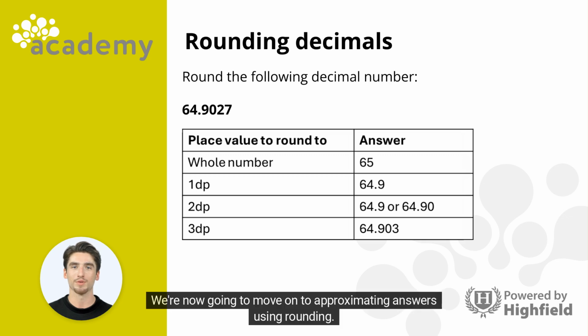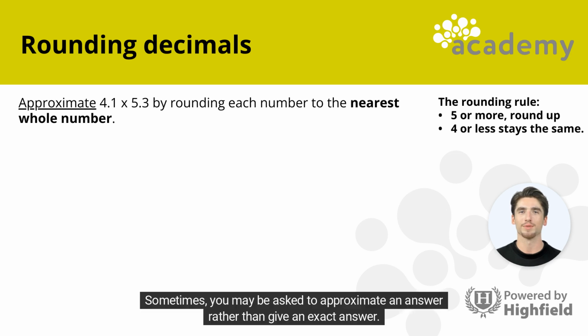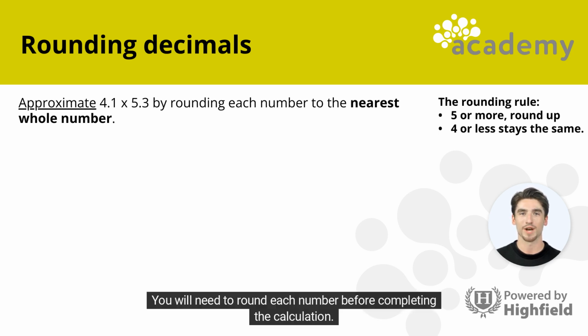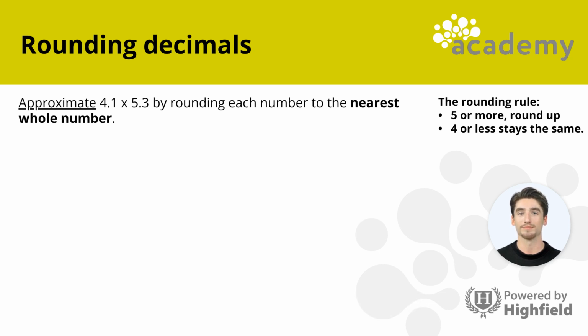We're now going to move on to approximating answers using rounding. Sometimes, you may be asked to approximate an answer rather than give an exact answer. You will need to round each number before completing the calculation. If you complete the calculation without rounding, you will not be awarded any marks. Let's look at an example.